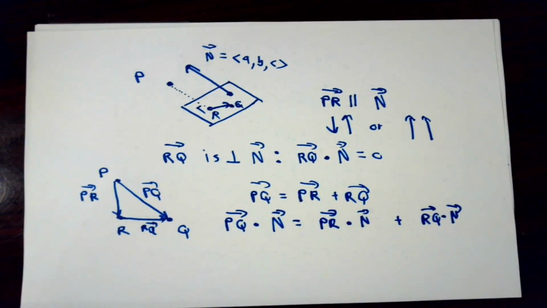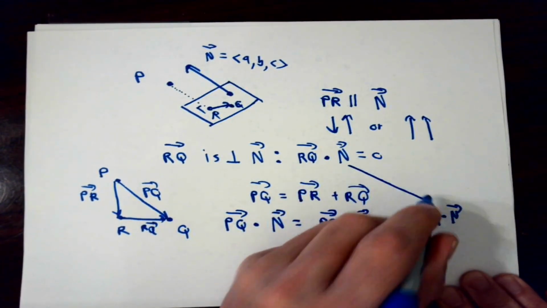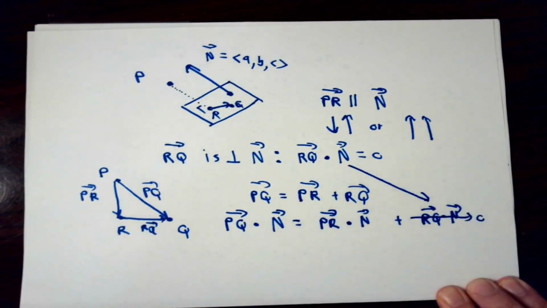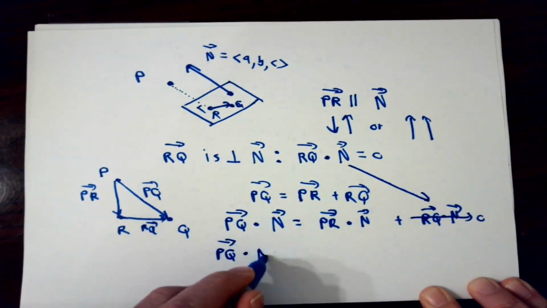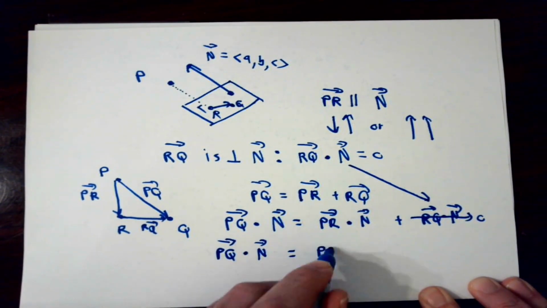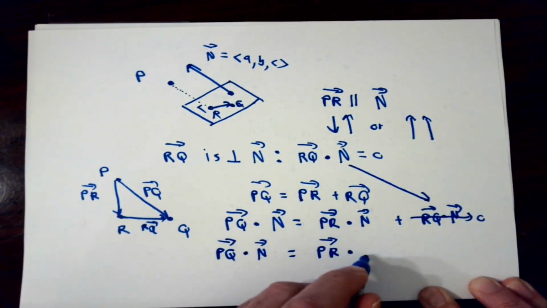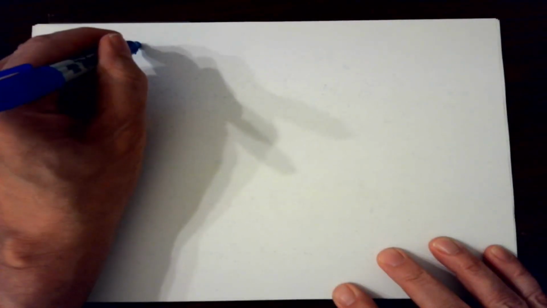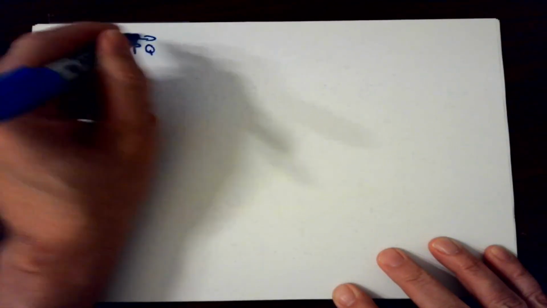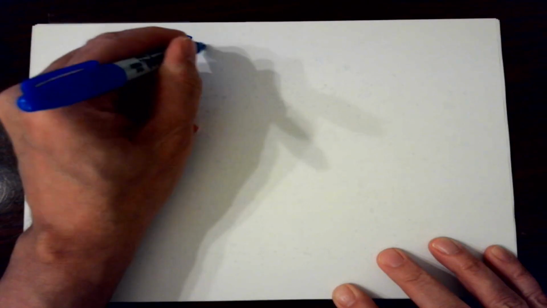But we just mentioned a moment ago that RQ dot N is actually equal to 0. The second term is 0. I don't have to write it down anymore. I do know something about dot products, though. The dot product of two vectors is the length of the first one times the length of the second one, multiplied by the cosine of the angle between the two vectors.